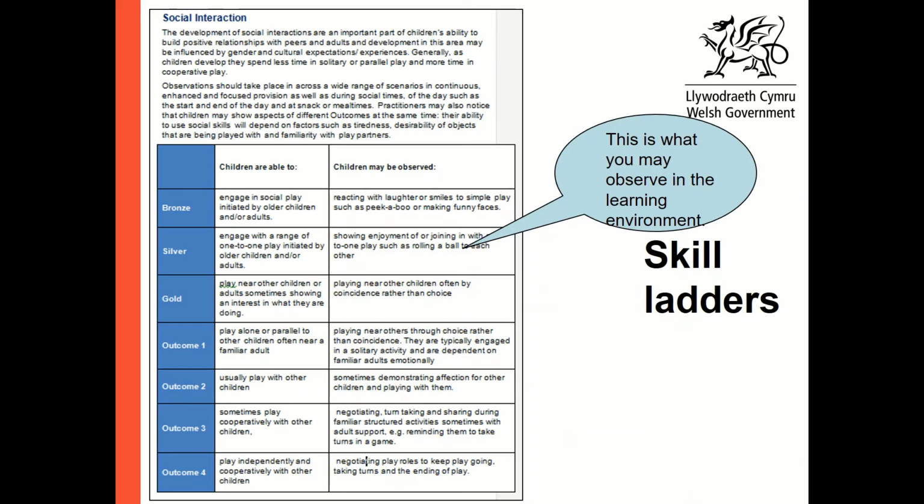So this is the skill ladder of social interaction. The skill ladders are made up of statements, "children are able to", and guidance, "children may be observed". Statements describe the skills shown by the child at each outcome, from bronze, silver, gold through to outcome 1 to 6. The guidance makes sure all practitioners understand the statement in the same way.